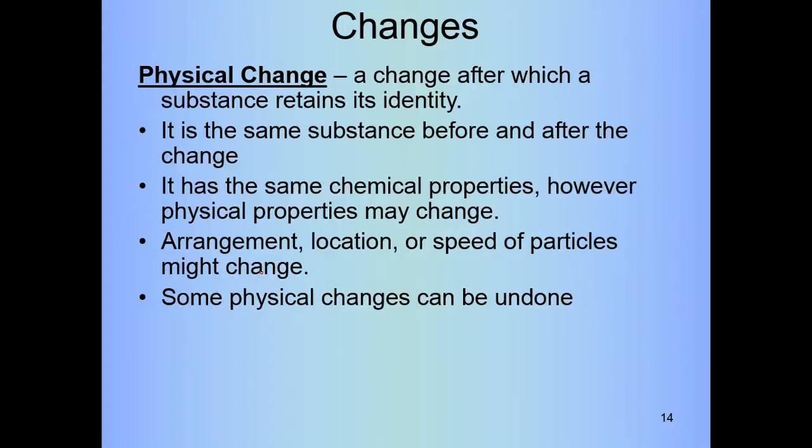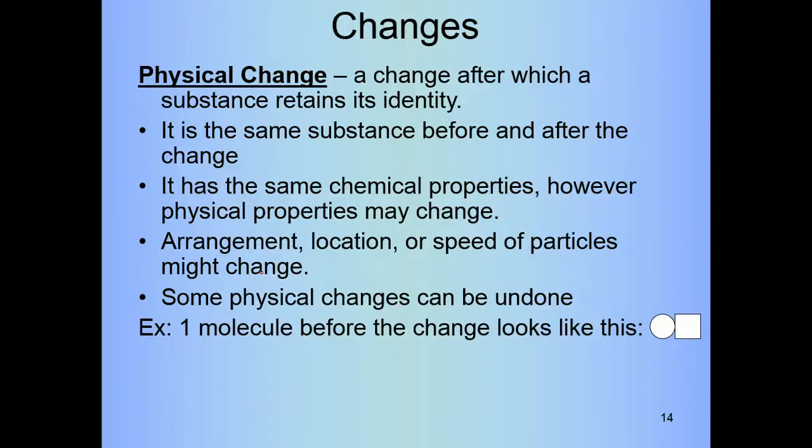There are some physical changes that cannot be undone. For example, if I rip a piece of paper or break something in half, those are physical changes. We're not changing the chemical structure, but they obviously can't be undone, at least not completely and reversibly.